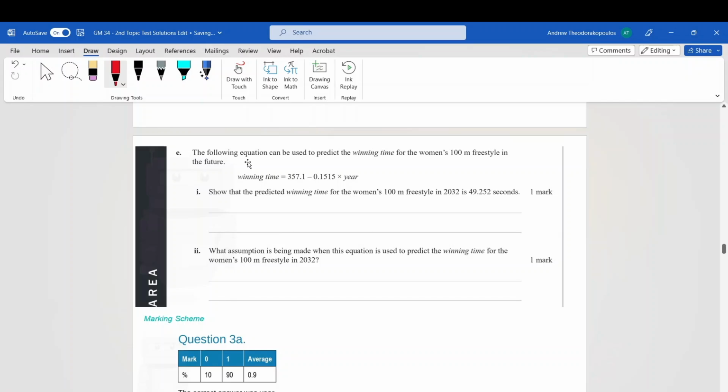Then it says, show that the predicted winning time for the women's 100-meter freestyle is this. I think a lot of you did this well. Most of you got this correct. You just put that into the formula.